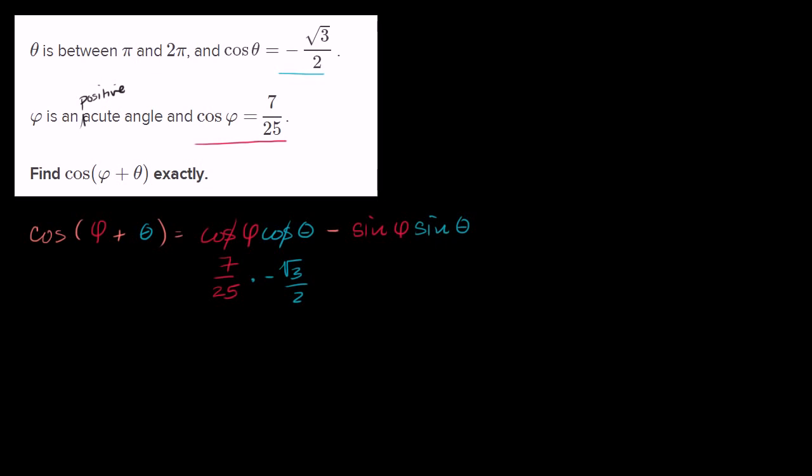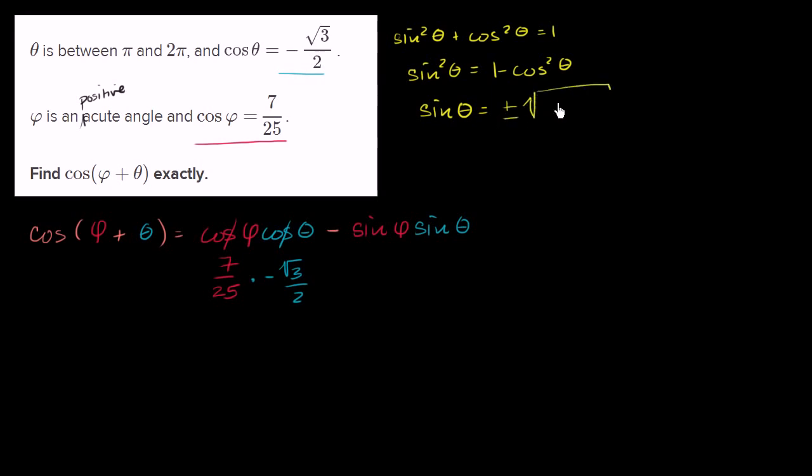Well, lucky for us, we have the Pythagorean identity. The Pythagorean identity tells us that sine squared theta plus cosine squared theta is equal to 1. Or we could say that sine squared theta is equal to 1 minus cosine squared theta. Or that sine of theta is equal to the plus or minus square root of 1 minus cosine squared theta. So for example, we could use this now to figure out what sine of theta is.